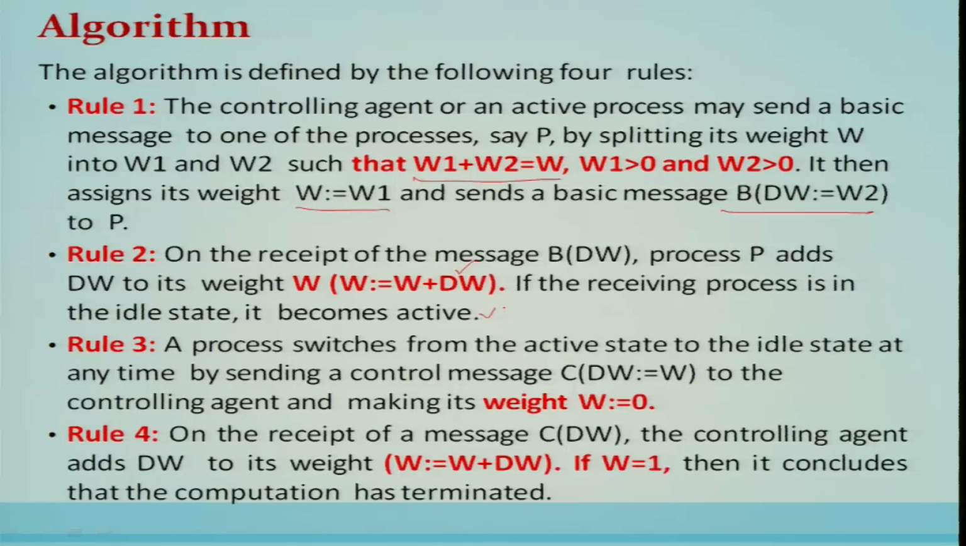Rule 3 says that a process switches from the active state to the idle state at any time by sending the control message C(dW), where dW is equal to W, to the controlling agent and making its weight 0. That means it will return its weight to the controlling agent and put its own weight as 0. On receipt of such messages, as shown in rule 3, the controlling agent will add the dW coming from different processes to its weight. Now if after getting the weights from all the processes, the summation of the weight is equal to 1, then the controlling agent will conclude that the computation has terminated.